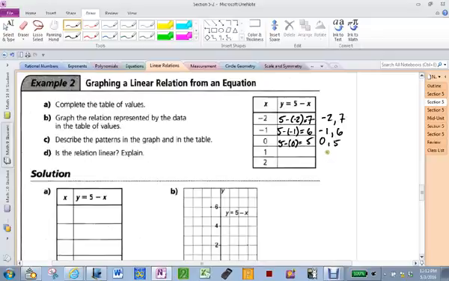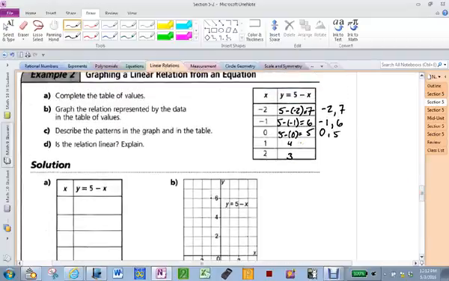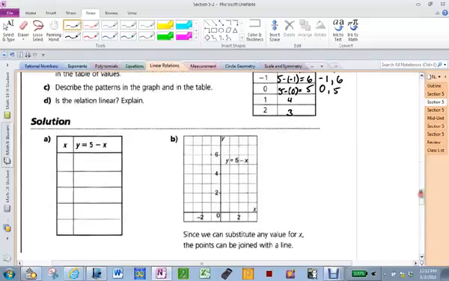Now, do you need to go any further, or do you see the pattern? I see the pattern. What's happening to my Y's? They're going down by 1. So 7, 6, 5, 4, 3. Correct? All right. So we filled in our table. Now we can come down here. We can go negative 2, negative 1, 0, 1, 2, with 7, 6, 5, 4, 3. Now graph it.